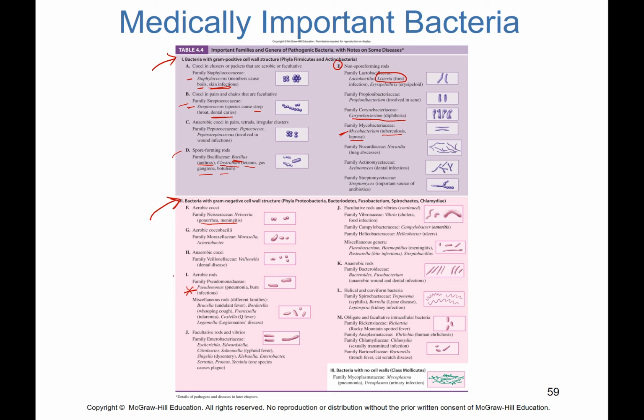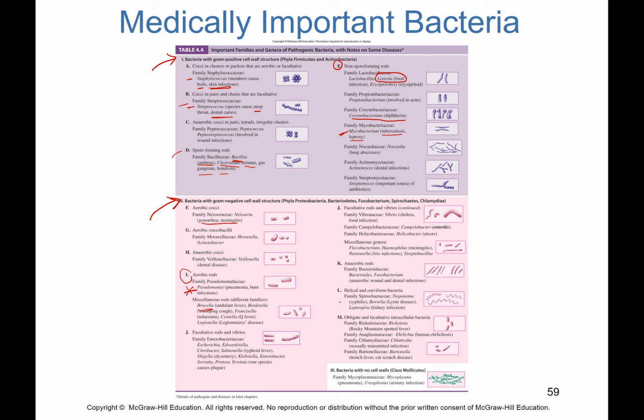Miscellaneous rods, and these are all aerobic, so they use oxygen. Your Brucella genus causes undulant fever in humans. It's also a very common livestock disease, so it is zoonotic. Your Bordetella causes whooping cough. Francisella, tularemia. Legionella, Legionnaires' disease, or legionellosis.